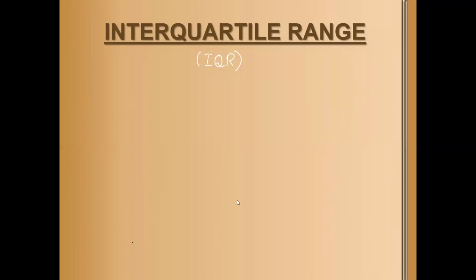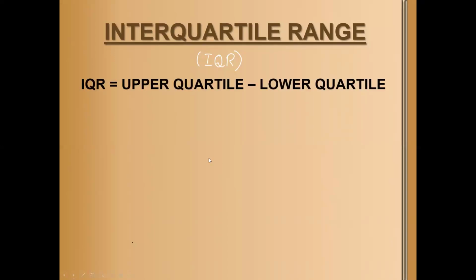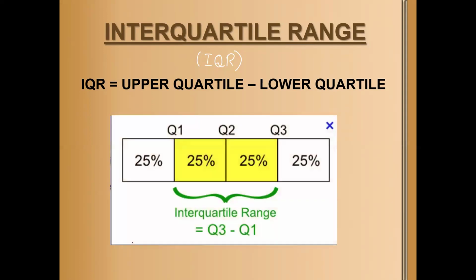Interquartile range, IQR, and this is our next title. It's the difference of the upper quartile and the lower quartile. Again, statistics is a type of data science. So you are talking about IQR as upper quartile minus lower quartile. It is representing the central 50% of the population.